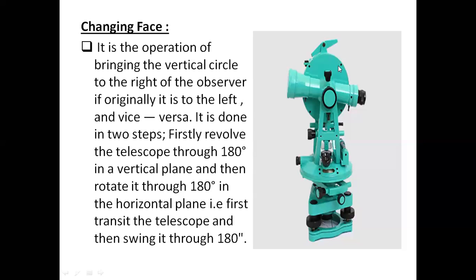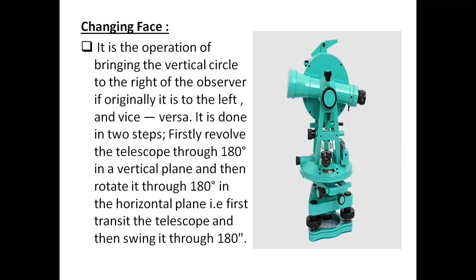It is done by swinging. By swinging this theodolite in a horizontal plane, the phase will get changed. Means if the theodolite gets revolved, the phase will change. It is the operation of bringing the vertical circle to the right of the observer if it is originally to the left, and vice versa. It is done in two steps.